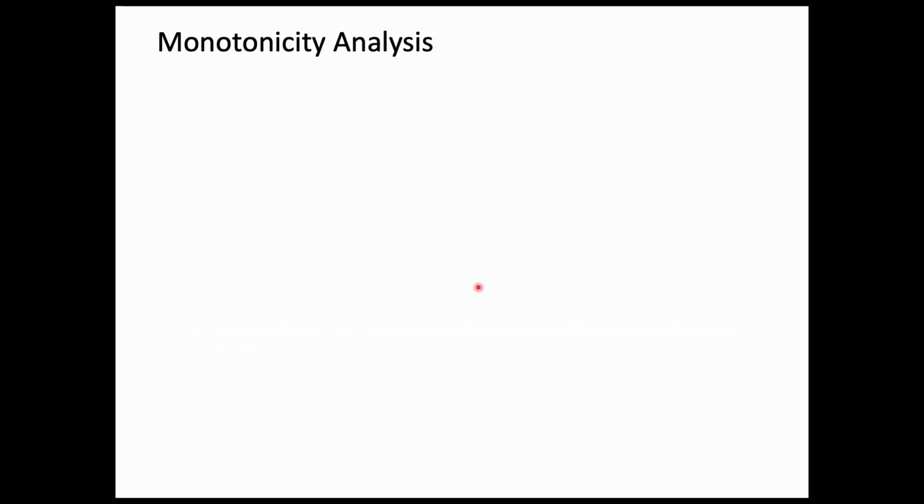Introduction to monotonicity analysis. This is a tool that can be used for a few different things, including assessing the boundedness of a problem. In the simple example we saw just a few moments ago, the 1 over x optimization problem, that was an unbounded problem.